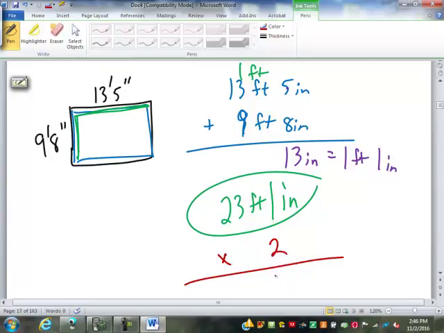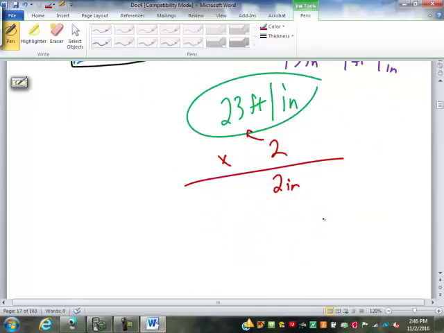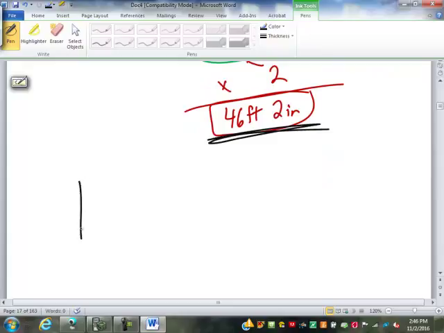2 times 1 inch is 2 inches. 2 times 23 feet is 46 feet. 46 feet, 2 inches. That would be my perimeter. So I'm going to have you guys try one in your notes for me.